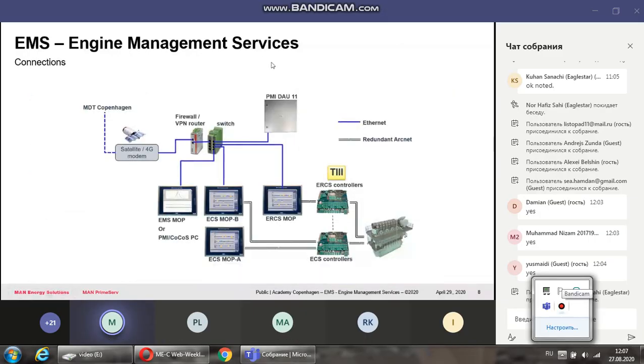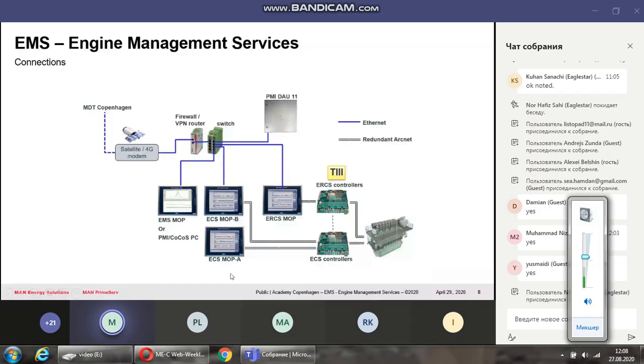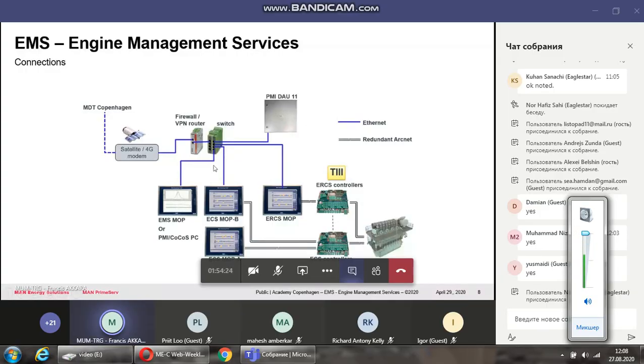Okay. So how is it working? If you look here, you can see the satellite starting from here. Your engine is here. Then your remote control system controllers here, ECS controller here. This is the ERCS MOP. This is the ECS MOP, which is presently what we have here. And then you got an EMS MOP, which will give you all the parameters on your engine. All of them are going to the hub.